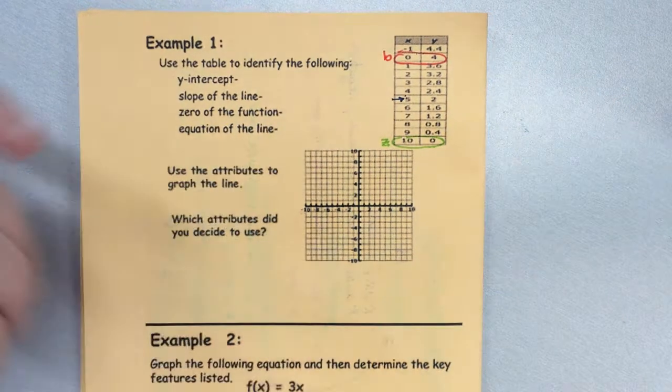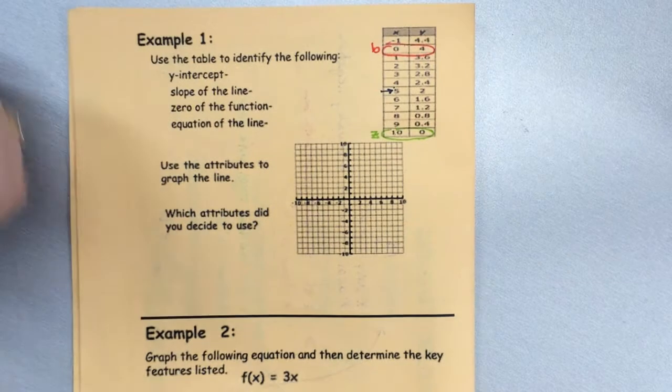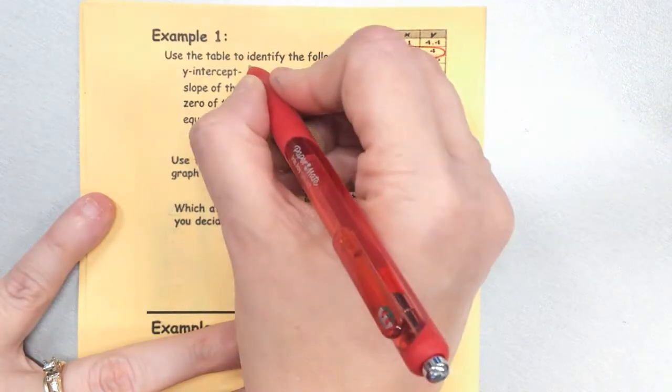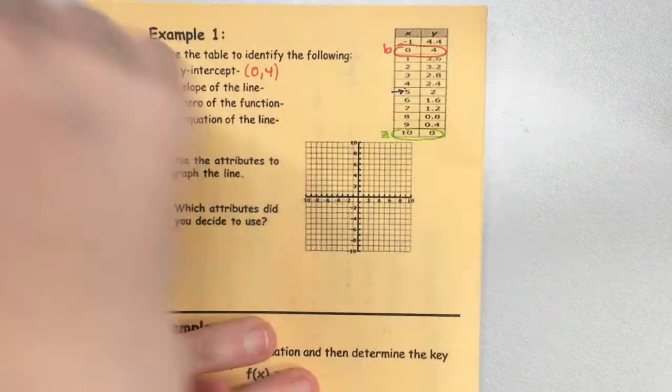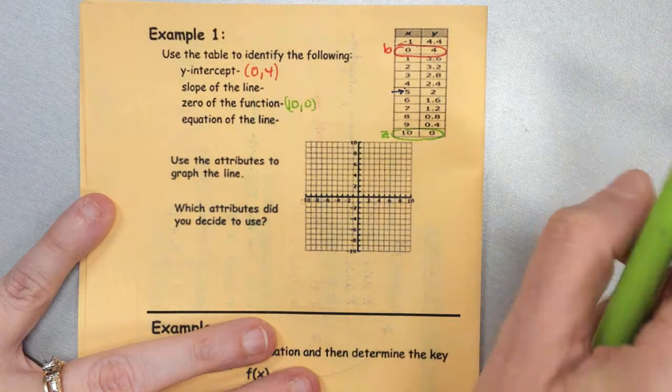I would not plot any of these decimals. I'm not trying to figure out where 2, 3.2 is. Like, no way. I'm only plotting integer points. First, though, we've already found the y-intercept, right? The y-intercept is at 0, 4. The x-intercept is at 10, 0.